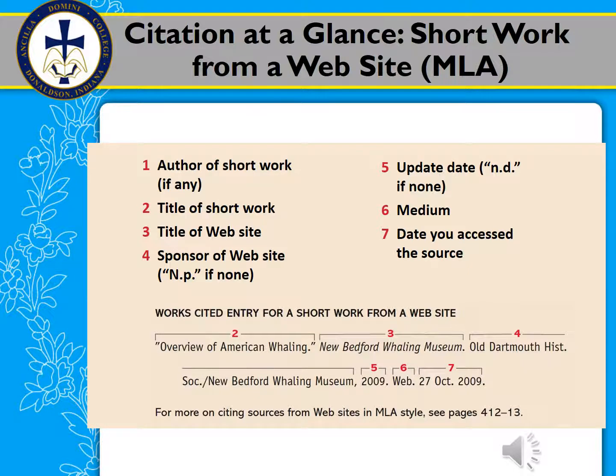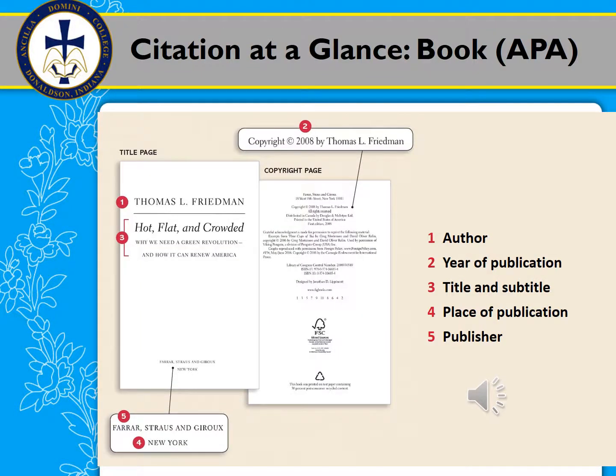Here we're looking at citation for a book in APA style. So we're switching gears and looking at the information we might need to find from there. So we can look here and we see the title page and the copyright page and the information we can find from there. Of course, the author is usually at the top. The year of publication is going to be on the inside page. Title and subtitle are on the title page. Obviously, that's why it's called a title page, as you know. And the place of publication is down below on the title page, as well as the publisher.